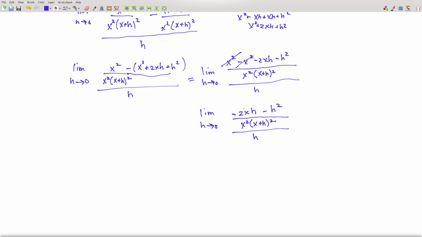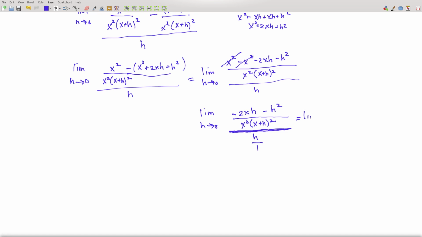This is a fraction, right? On the top is a fraction, then we're dividing by h. You can think of this h as being like h over 1, right? So now I have a fraction on top and a fraction on the bottom. What do you have to do when you're dividing two fractions? Well, what you do is you multiply by the reciprocal.